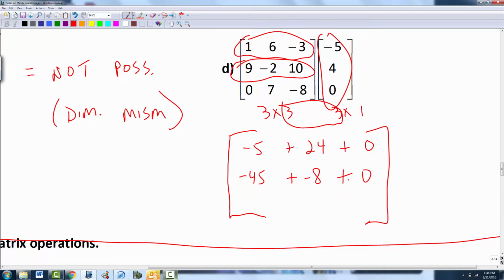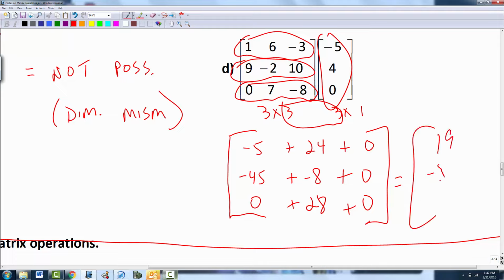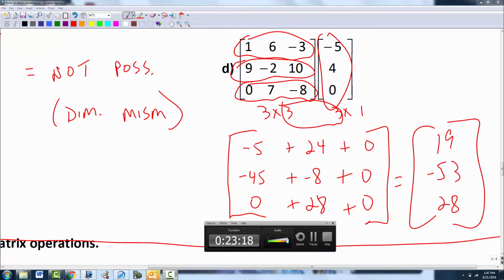And then 10 times 0. And then one more. I'm almost done. 0 times negative 5. 7 times 4. Is that 28? And then 0. And then actually get the numbers. Real quick. 19. Negative 53. And then 28. I think that's right. I had to rush.